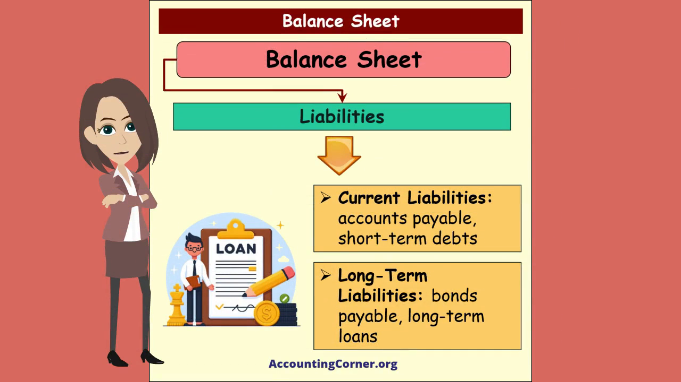Similarly, like assets, liabilities are also split into current and long-term obligations. Current liabilities are debts that need to be paid within a year, such as bills or short-term loans, while long-term liabilities include bonds or loans that will take longer to repay.